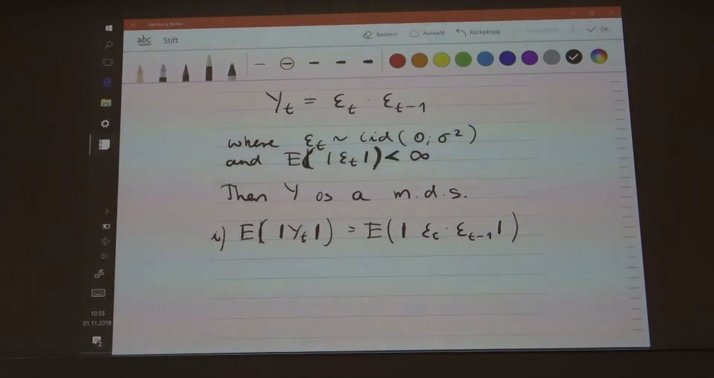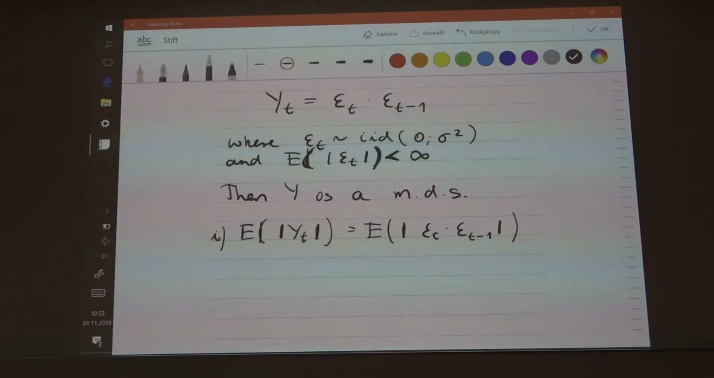Okay, obviously, right? So far, so good. Now, since the white noises are independent, the expectation of a product will be equal to the product of the expectations. And you're going to have that the absolute value is going to be the same, right?